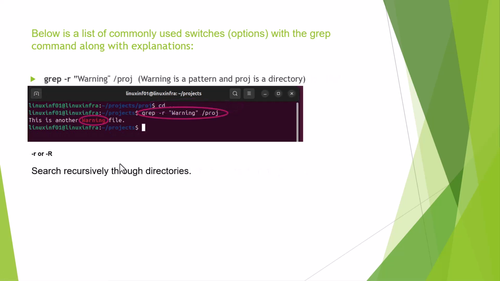And the next is grep with -r, and this is also the pattern warning, and this is a folder or directory, /pros over here. This is the explanation: warning is a pattern and pros is a directory. So this will search recursively through directories. Suppose you want to search for a specific pattern inside multiple directories, so you need to specify the path over here. This will give you the lines where this warning pattern is written inside all files in your directories.